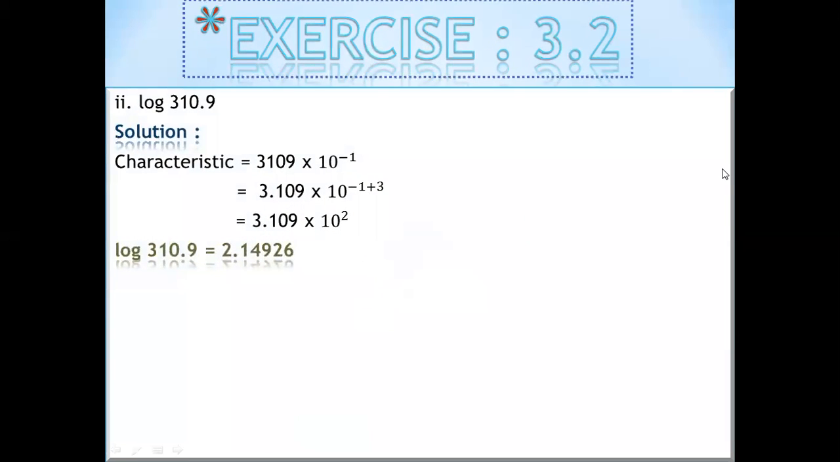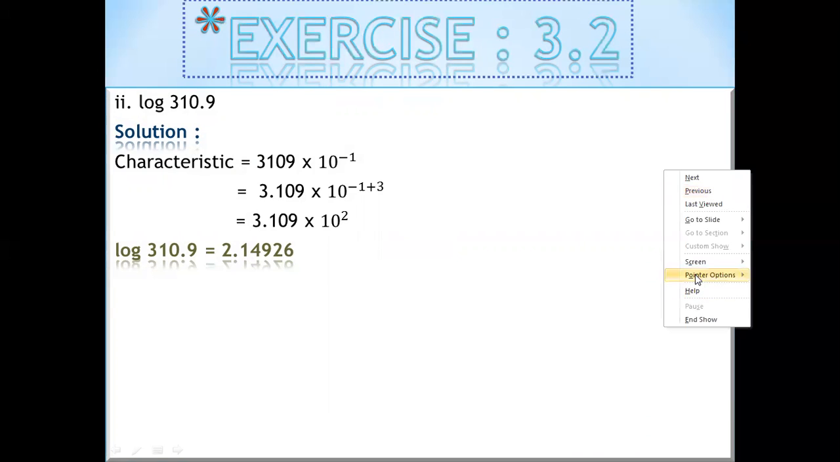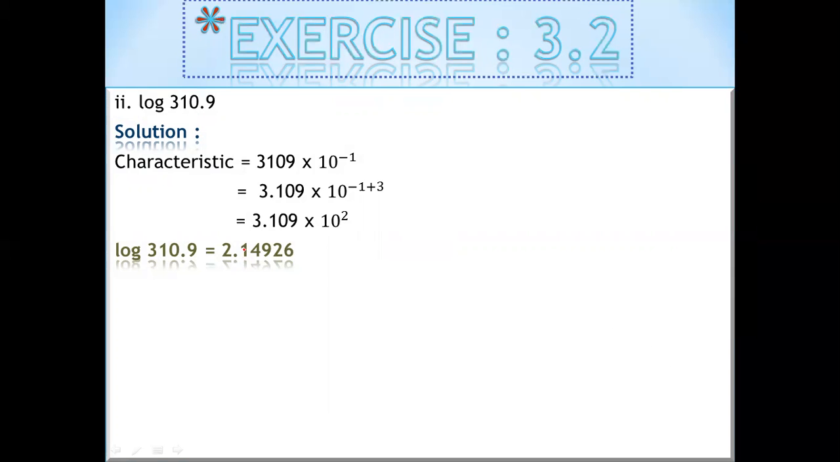Come to the second part, 310.9. Again, when you convert in the scientific notation, the power of 10 will become 2, but the Mantissa will be unchanged, and instead of 1, we put here 2. So 2.4926.